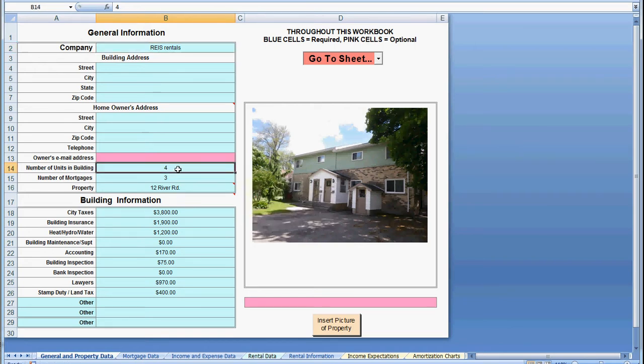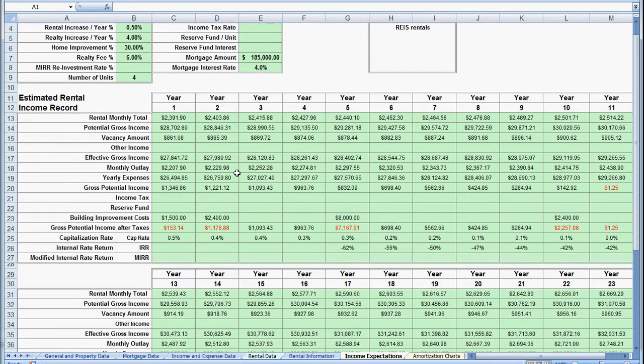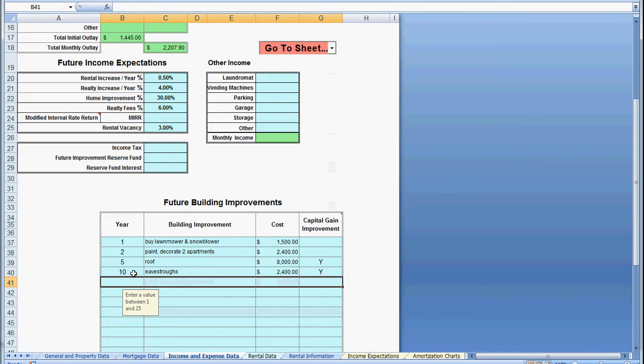For example, this is a fourplex, so I've got 4 units in the building and the 3 mortgages on the property. But I'm just going to jump over here to income expectations, where I have listed the information. Now I can see that gross potential income after taxes, in the first year I'm losing $153. Second year I'm losing over $1,000. Third year I'm gaining, but I'm only making $1,000. By year 5 I've lost $7,000 because over here in expenses I've got a roof to put on in year 5 of $8,000.